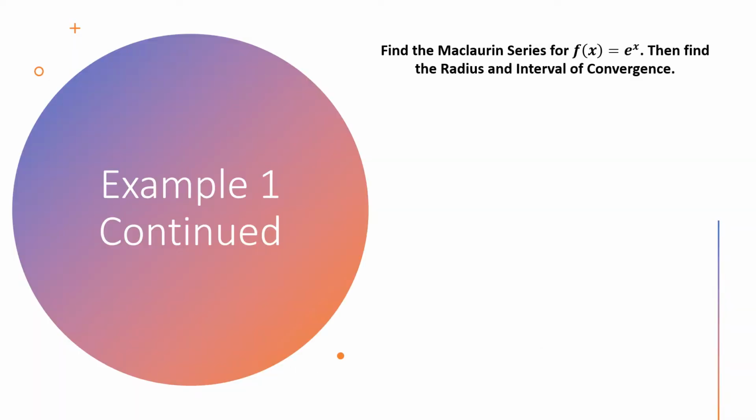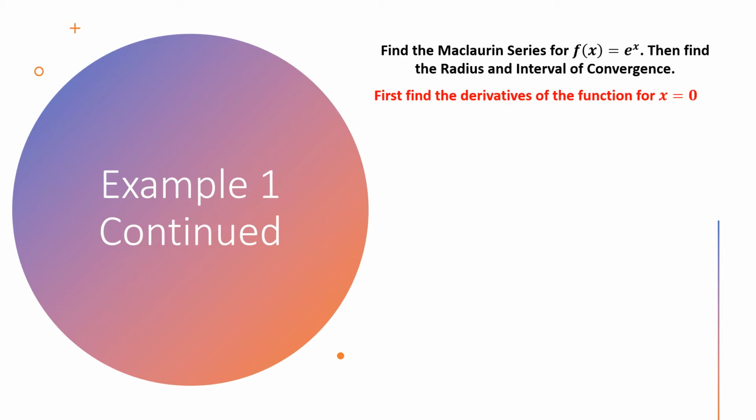Alright, so example 1, it says find the Maclaurin series for f of x equals e to the x, then find the radius and interval of convergence. F of x equals e to the x is actually a common Maclaurin series that we will end up having to memorize in the end. I'm just going to show you guys how to derive it so that you know where it comes from.